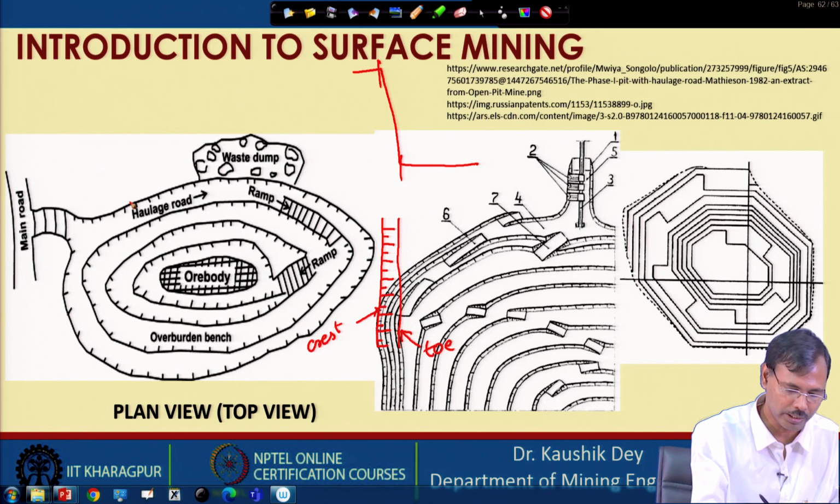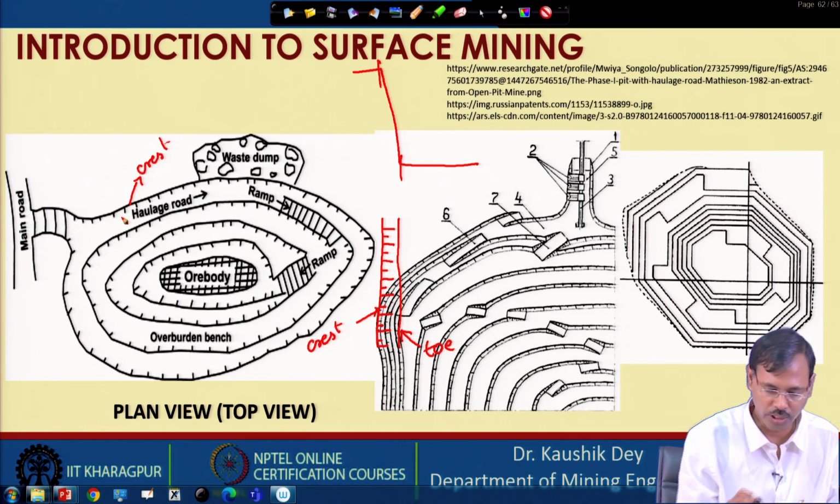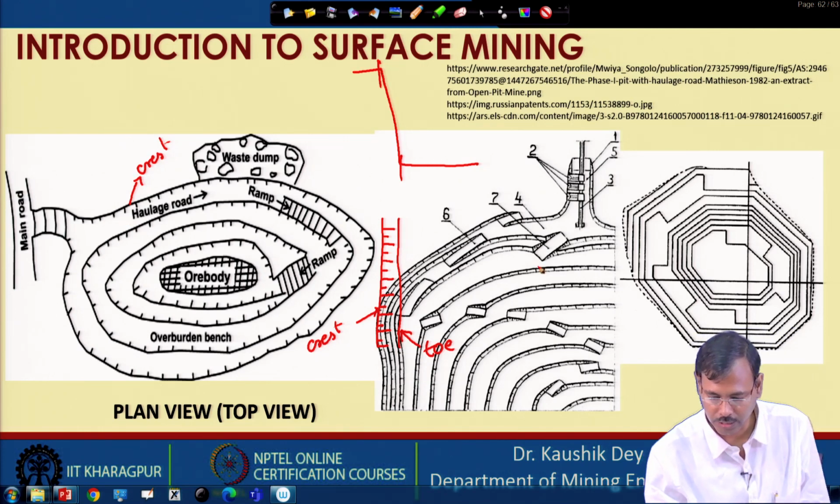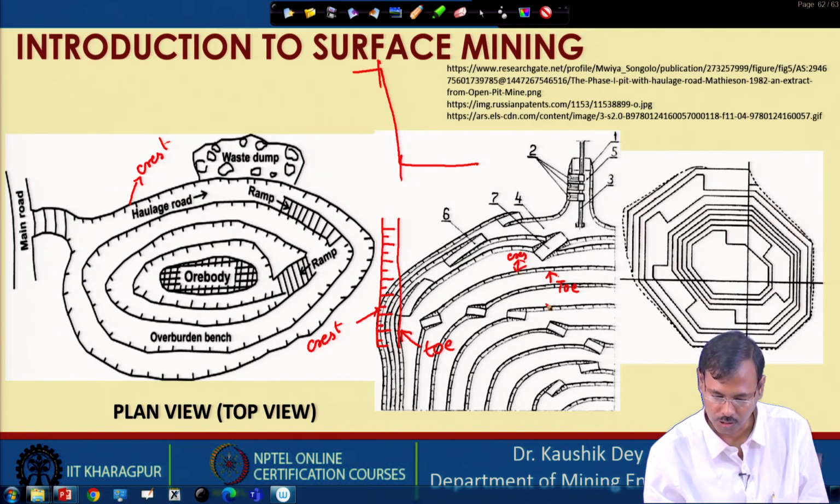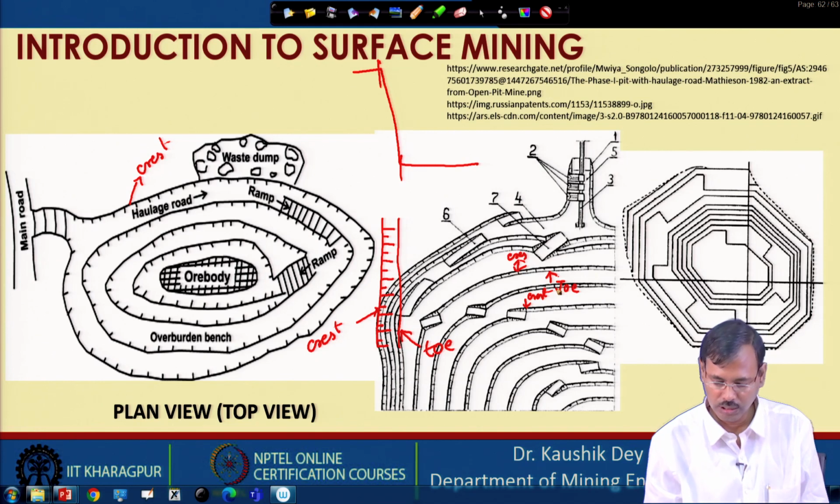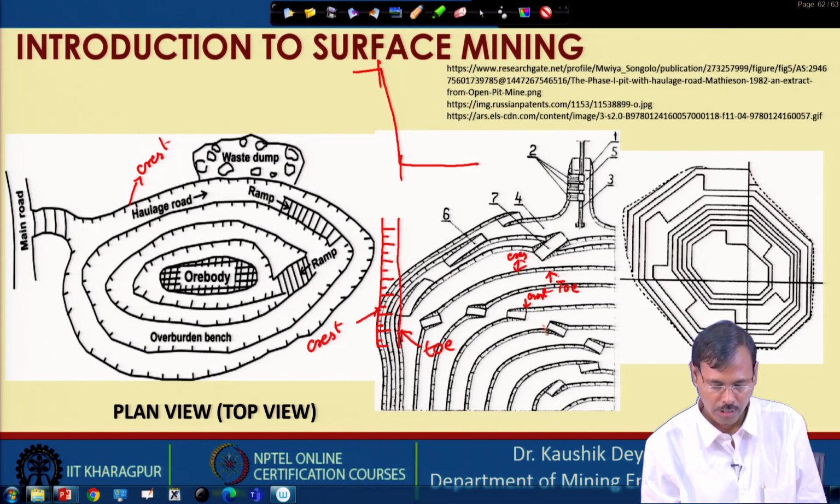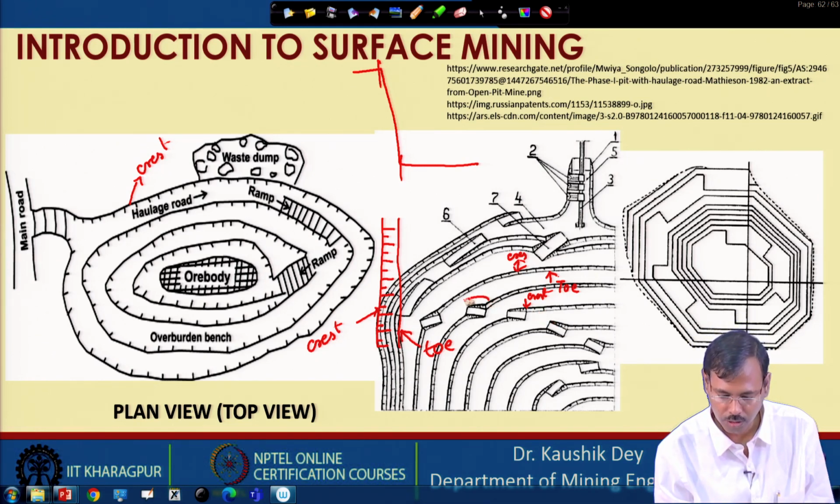So, this is the crest line, here toe line is not shown, but here you can see this is the crest line, this is the toe line, this is crest. Okay. So, this is crest. Now, this is clearly understood, but what about this one?